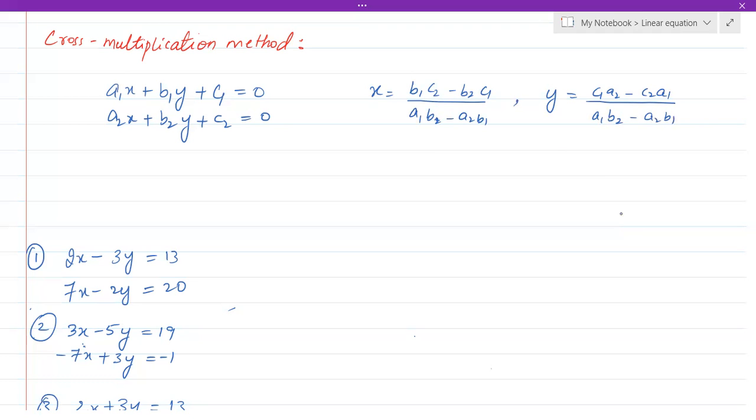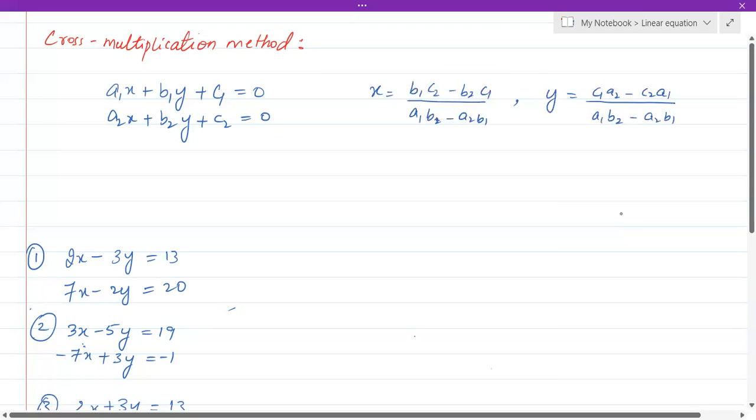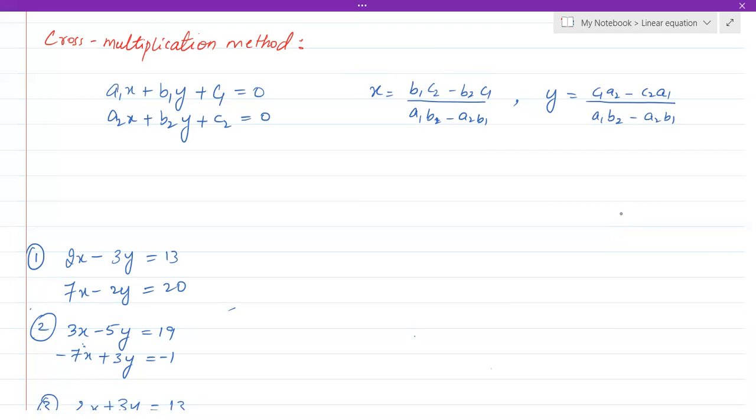Okay. In the exams, we can directly use this formula to find the value of x and y. Okay. And this method is very, very easy compared to all other methods. Okay. Because you got a ready-made formula, you have to just find a1, b1, c1, a2, b2, c2. Substitute here, you will get the value of x and y. So this is very, very easy.